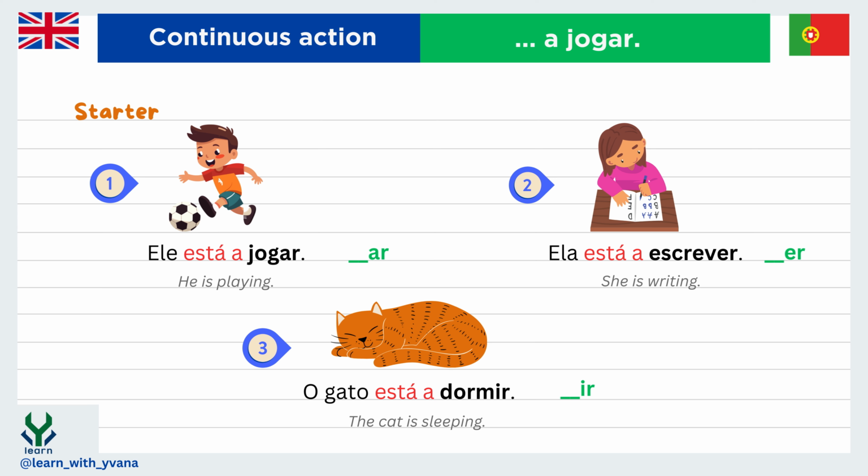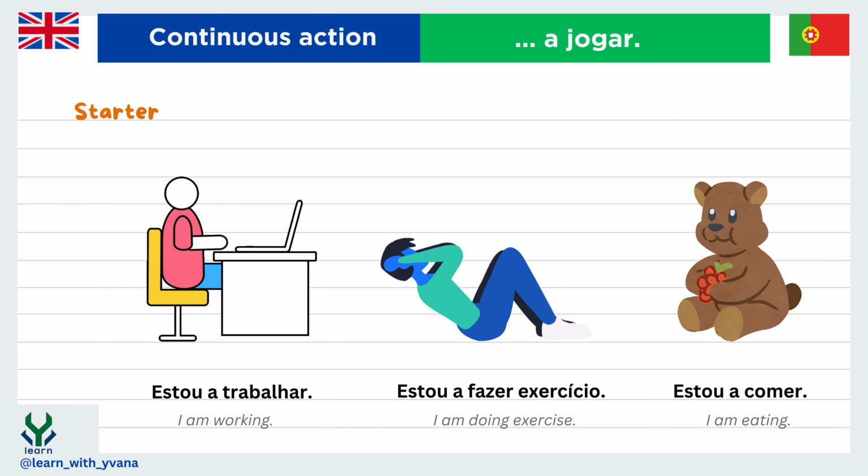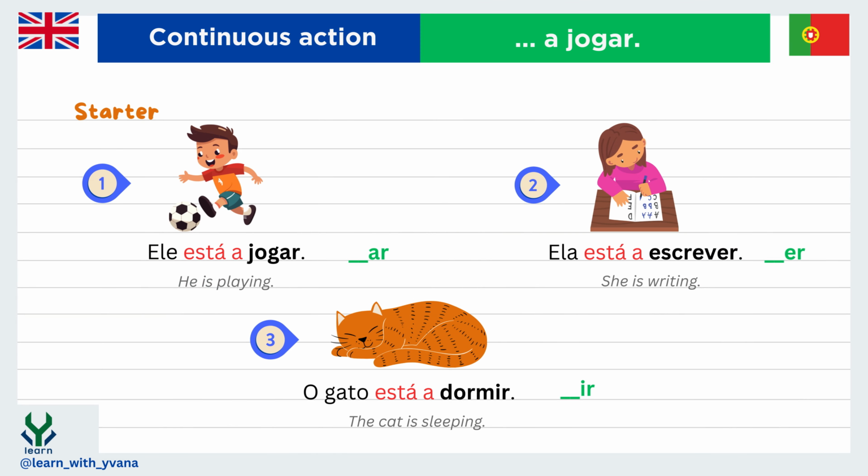Today we are going to learn to say something we are doing in continuous action. In simple words, we are learning to say I am working, I am doing, I am eating, and so on. Let's see these three different continuous actions.